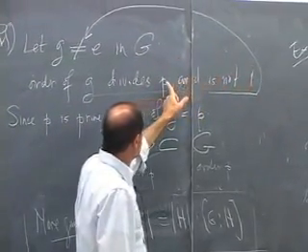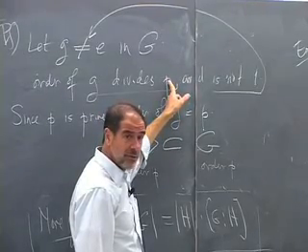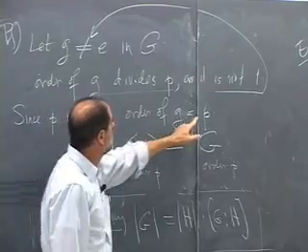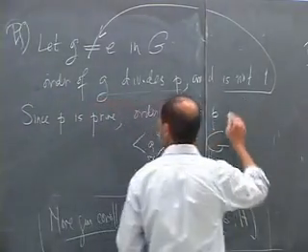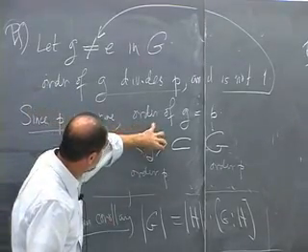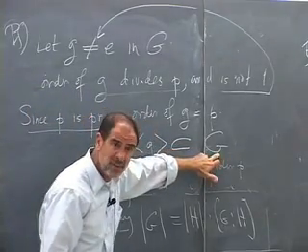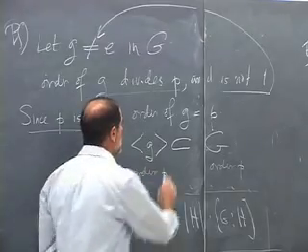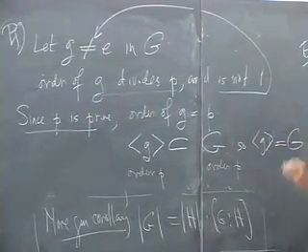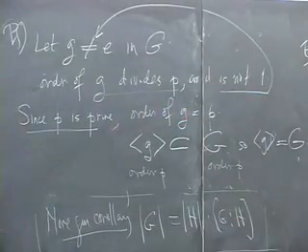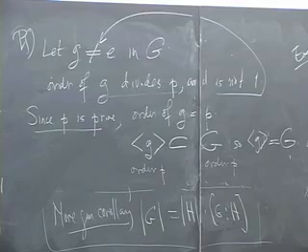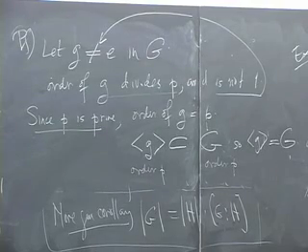But since p was assumed to be a prime number, the only divisors of it are 1 and itself. Therefore, the order of g has to be equal to p, since p is prime. And therefore, the subgroup generated by g has the same order as the group itself. Therefore, it's equal to the group. And that proves the first statement, that G is a cyclic group generated by any non-trivial element. Because I took any element not equal to the identity, it generates the group.